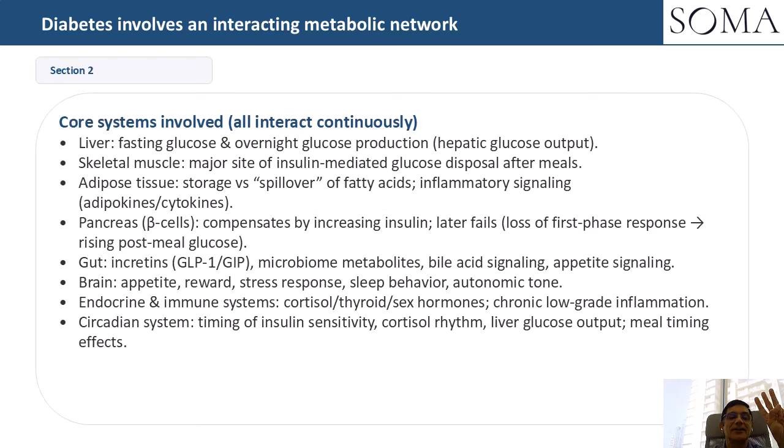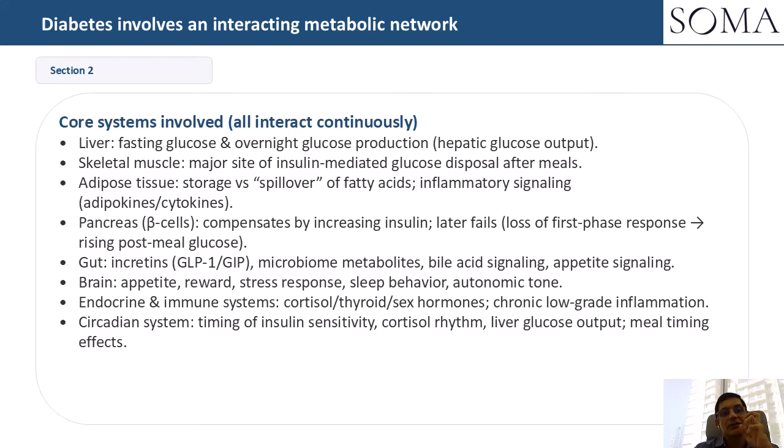Liver is done, muscle is done, now adipose tissue. Third, adipose tissue is not just storage, it's an endocrine organ. Healthy fat tissue can store energy safely, but dysfunctional adipose tissue becomes inflamed and spills fatty acids into circulation. This drives insulin resistance and ectopic fat deposition. So visceral fat is particularly harmful. The fat around our viscera or internal organs, intra-abdominal fat. Not inside the organs, but outside the organs and inside the abdominal cavity, because it drains into portal circulation and directly affects liver metabolism.